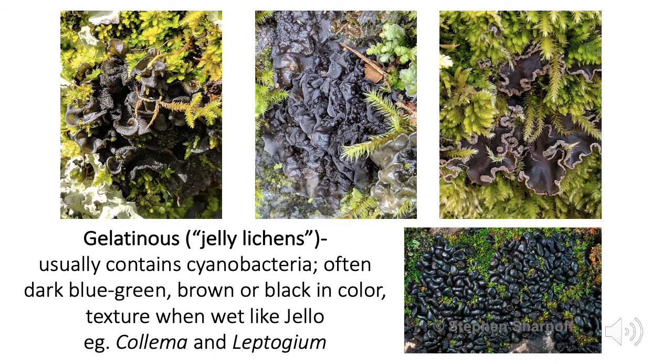And here's what those gelatinous unstratified lichens look like on the outside. They're usually dark in color, but when they're wet, they look sort of wet and squishy, kind of like jello. They are some of the coolest lichens.